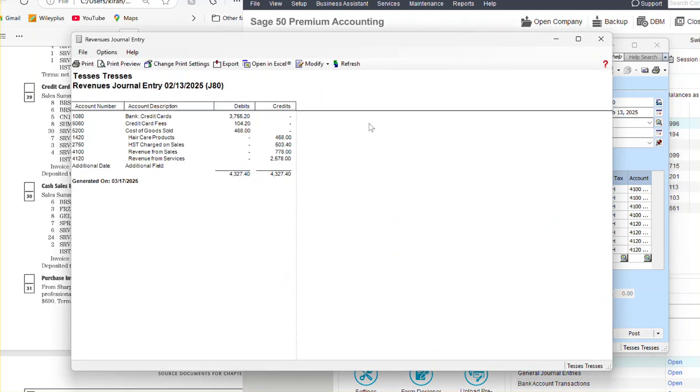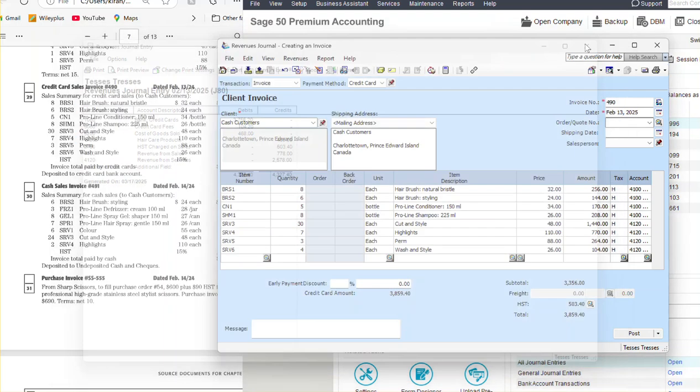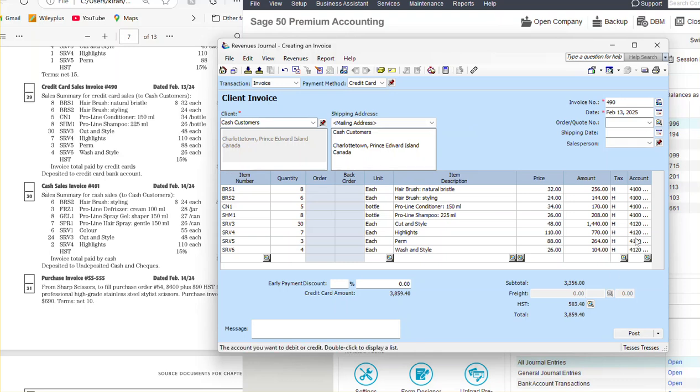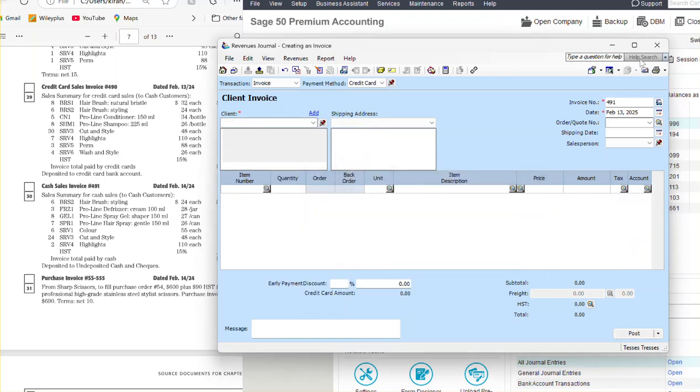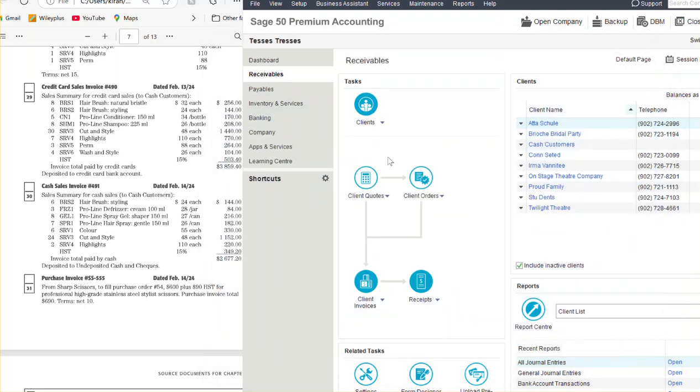So this should be your transaction for this one. I'm going to close it. That's 491 and the date was 13, so we're good to go. I will post this transaction. Now we are going to say okay, we close this. Oh sorry, I didn't have to close it.